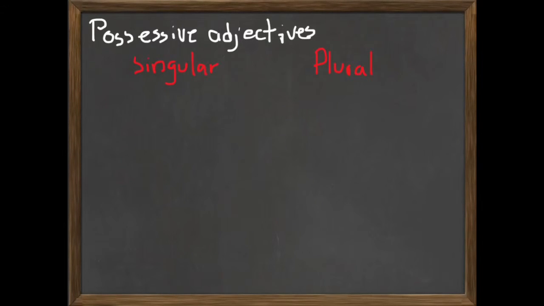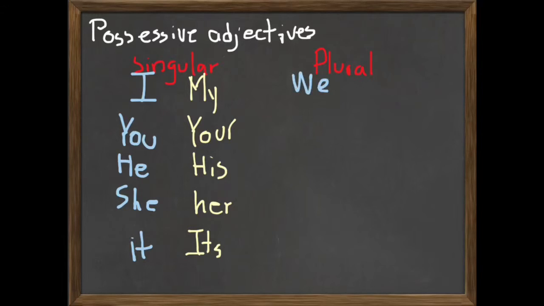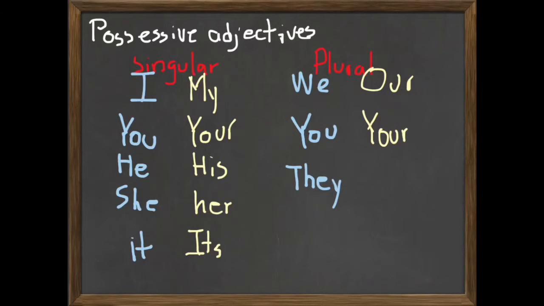Let's now look at the singular and plural possessive adjectives. For I, it's my. For you, it's your. For he, it's his. For she, it's her. For it, it's its. For we, it's our. For you, it's your. And for they, it's their.